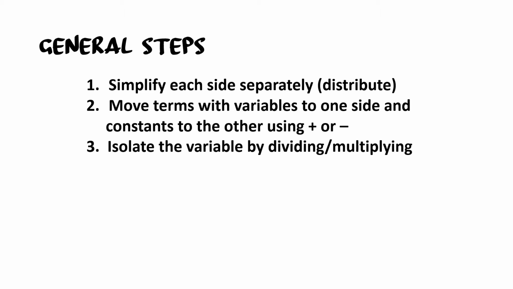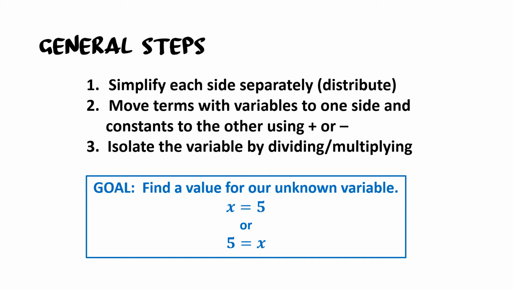The steps are: distribute and simplify each side separately, combine like terms by addition and subtraction across the equal sign, and then isolate the variable by division or sometimes multiplication. If you are not sure what I mean by distribute or like terms, please go back and take a look at those videos first. Remember that the goal is to end up with something that looks like x equals a number, where the variable is by itself on one side of the equation. Notice that it doesn't matter which side x is on.